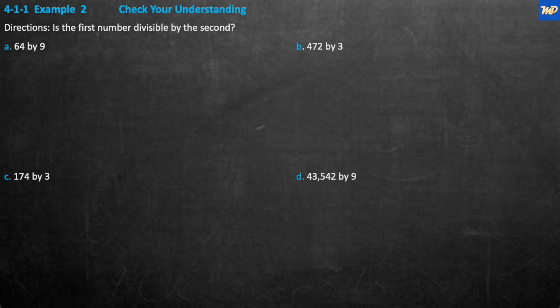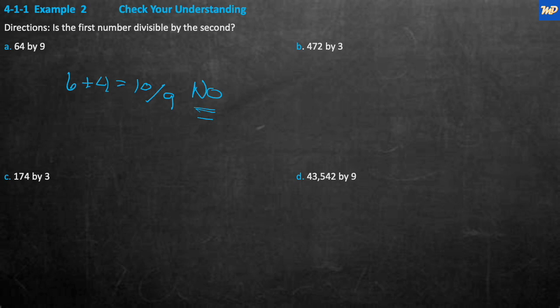We're going to check our understanding of the divisible by 9 and 3. Is 64 divisible by 9? So what do we have to do to find out? We have to take 6 and 4. 6 plus 4 is equal to 10. Is 10 divisible by 9? No. So no is the answer on this one.